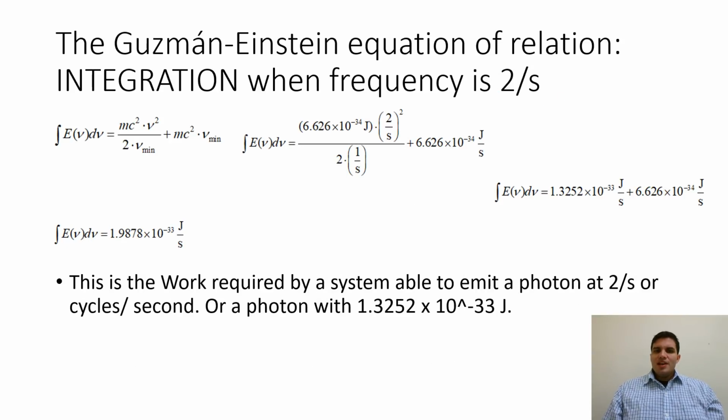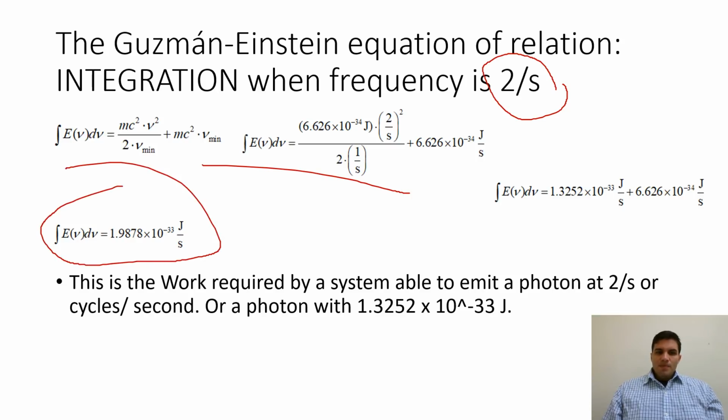And here is the equation of integration when the frequency is equal to 2 cycles per second. The process here and the result is here: 1.9878 multiplied by 10 elevated to negative 33 joules per second, or watts. This is the work required by a system able to emit a photon at 2 cycles per second, for a photon with 1.3252 multiplied by 10 elevated to negative 33 joules.